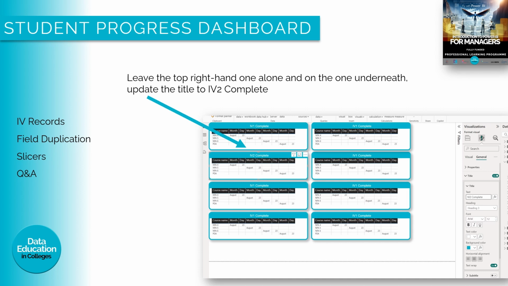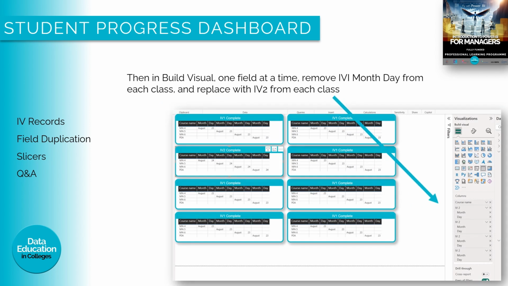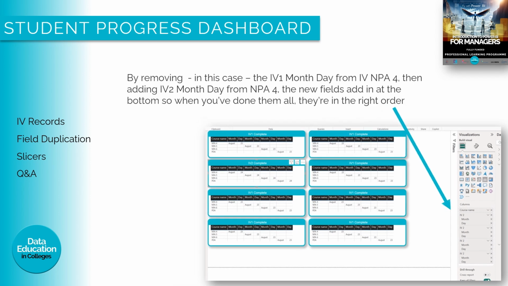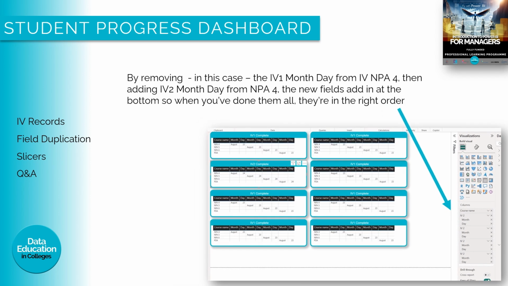And then with it selected, go to Build Visual and one field at a time, remove IV1 month and day from each class and then replace that with IV2 month and day from each class. And by doing it that way, the IV1 will disappear from the top, IV2 will come in from underneath, and they'll all be in the right order. You'll soon get quite quick with doing all that.